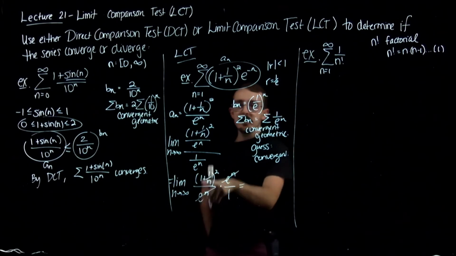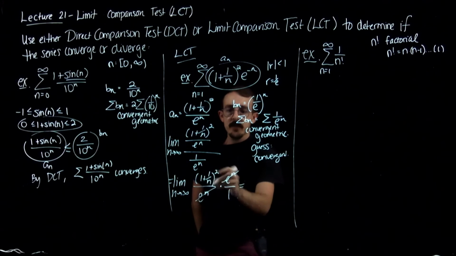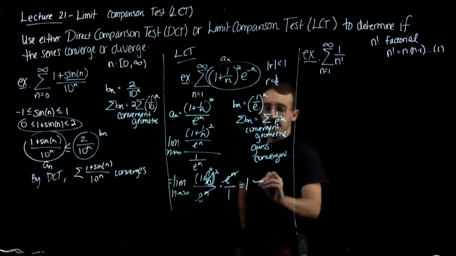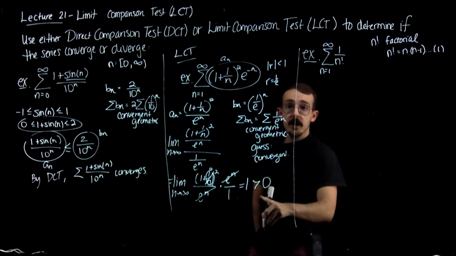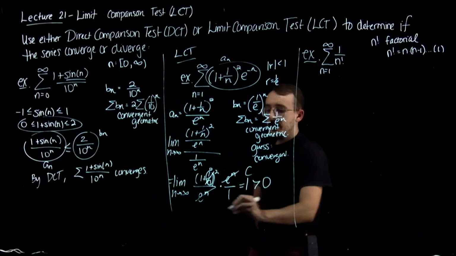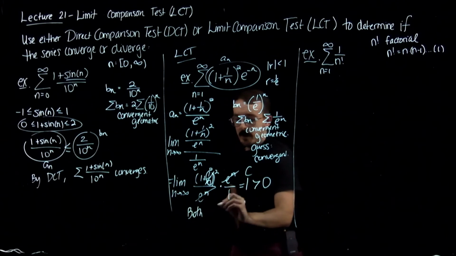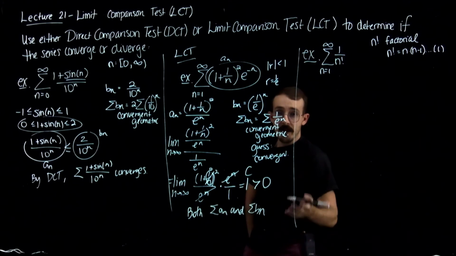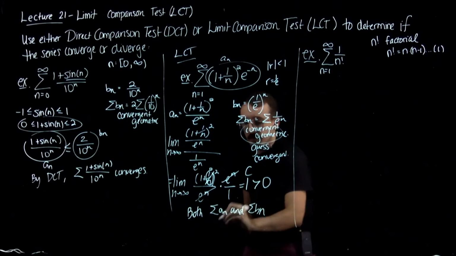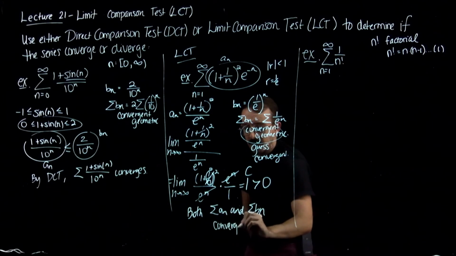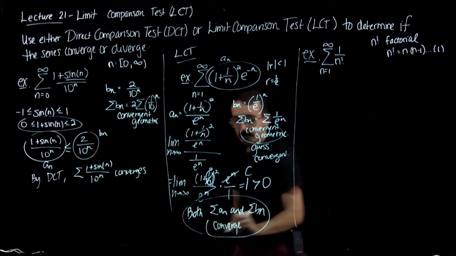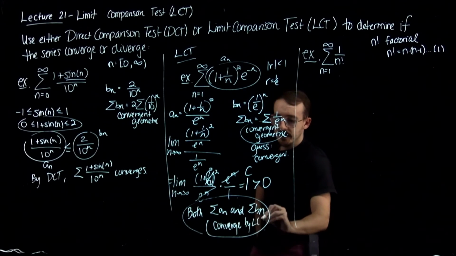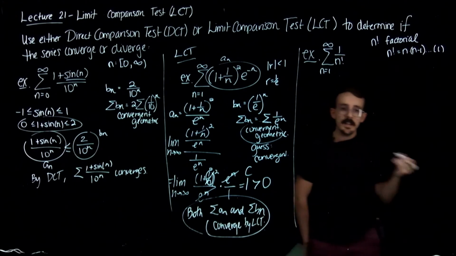And then is this limit something we can do? As n goes to infinity, 1 over n, I mentioned this a few times in this video, goes to 0. So I got 1 squared is 1. That is a finite number greater than 0. So this means both summation a sub n and b sub n do the same thing, the same behavior. They both converge, because my guess was that they converge. And this is by the limit comparison test. So that's what I had in mind.